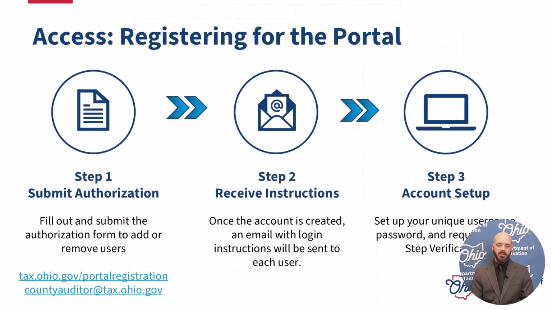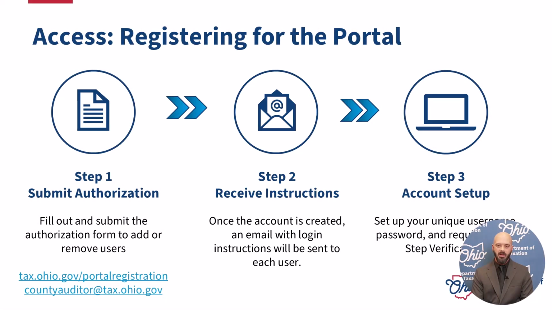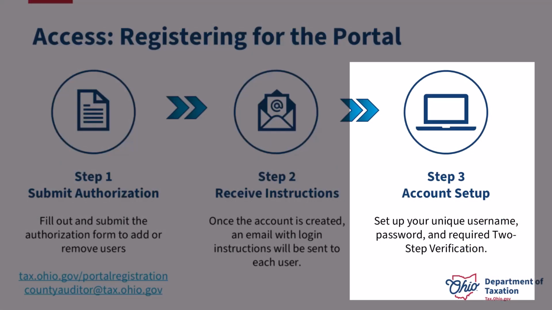It's up to the county auditor what access level they want to approve for their employees. Once the form is completed, you email it back, and we here at the department will create an account on behalf of the users listed on the form, along with whatever access you've approved for them. Once they're approved, they'll receive an email back from the department with further instructions on how to set up the account. Finally, once that happens, each user will be assigned their own login credentials, a unique username, a password, and then a two-step authentication.